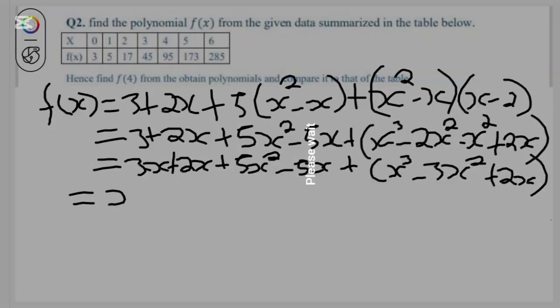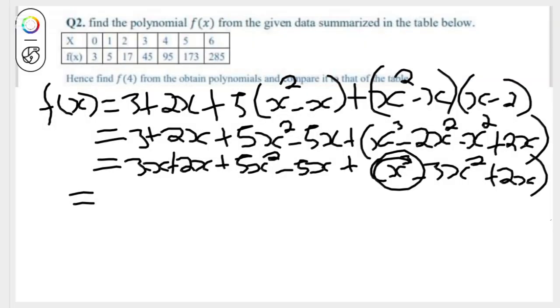The first thing that I'm going to do, I have this x cubed. So it has the highest power. So I'll first keep it down because I'm going to arrange it. Don't forget, I have 5x squared here, and also I have 3x squared. So I have to factor them.